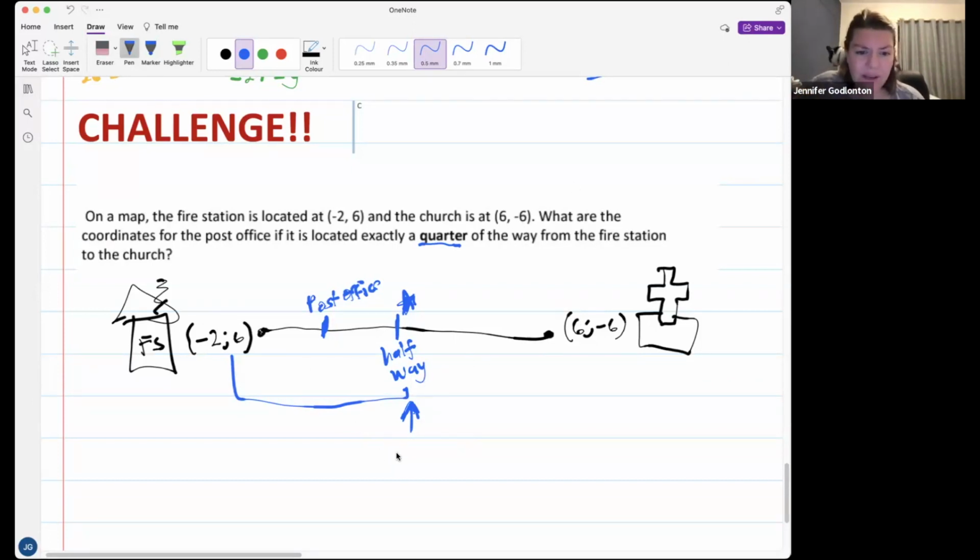Okay, so this big halfway point over here, we're going to have -2 plus 6 over 2 and 6 minus 6 over 2. And so that's going to give us 4 over 2, which is 2, and 0 over 2, which is 0. Okay, so we have that midpoint. Now that you have this point and this point, can you figure out where our post office is going to be?